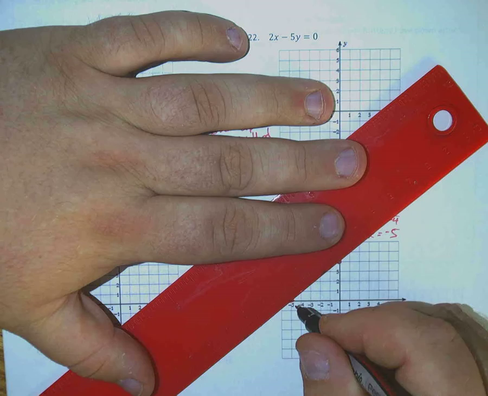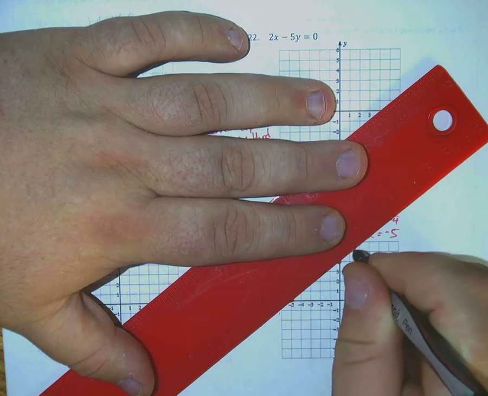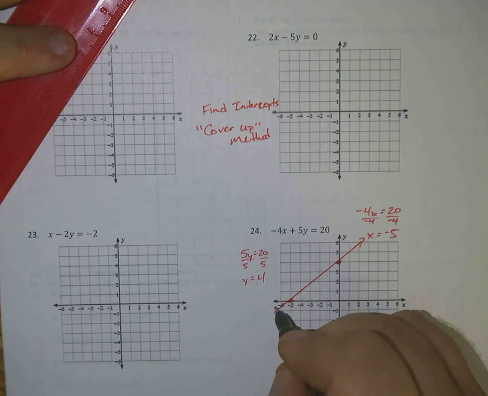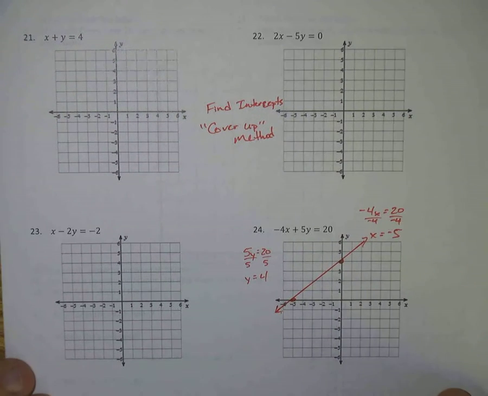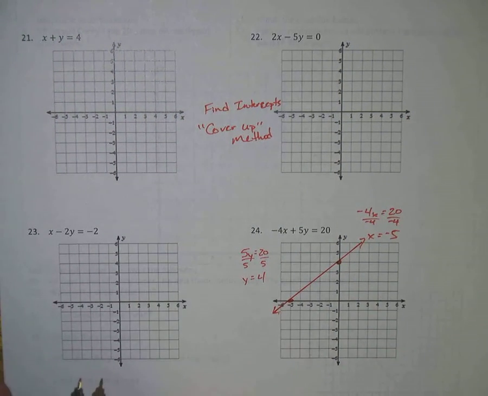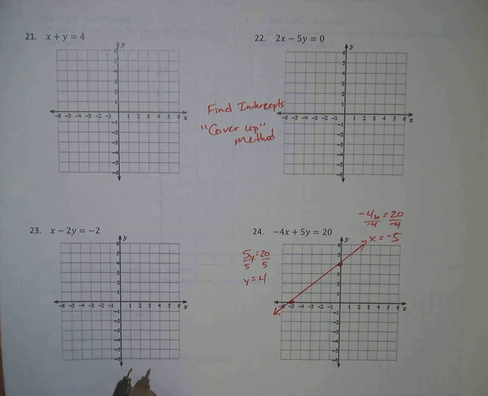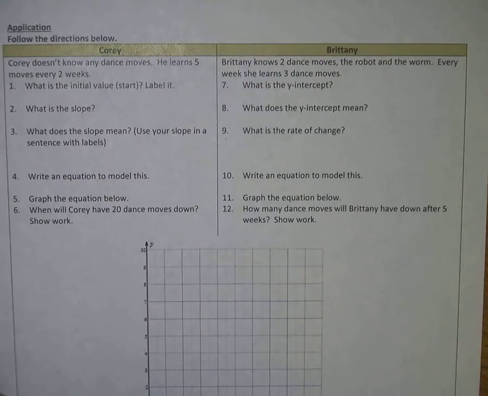So one thing to remember is that even if you don't remember any of these methods, you can always plug numbers into a table. A table will always work. Input, output, and figure out what the points are. And the key here is that we're graphing lines, so we really only need 2 points. Let's take a look at the application problems.